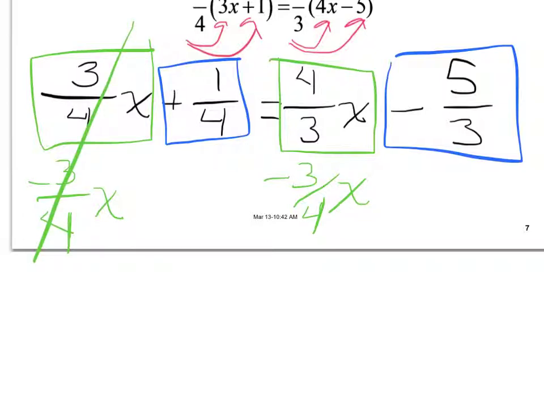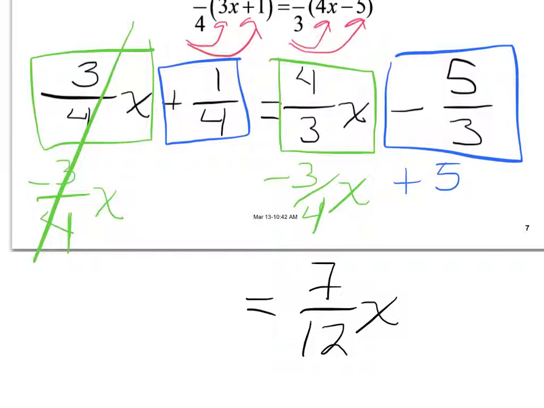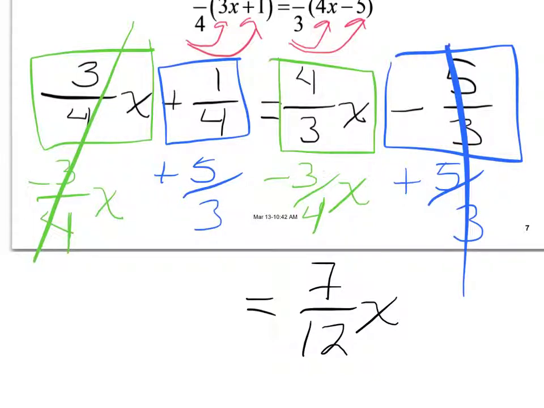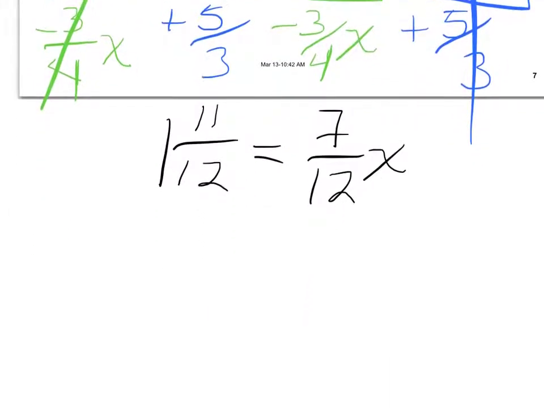So it cancels on the left, leaving you with 7/12 times x. And then moving x to the right means we need to move the constant term to the left. So we will add 5/3 to both sides. So that cancels now on the right. And you're left with 1 and 11/12.